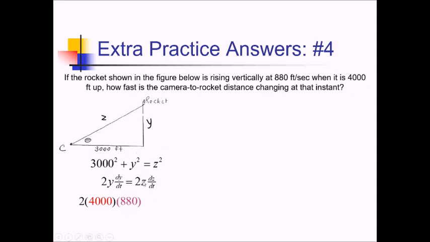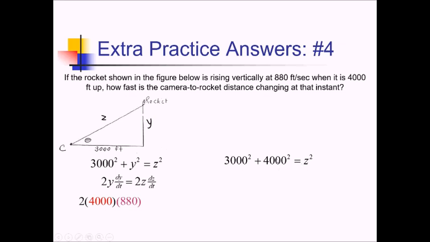We don't quite know, but we could figure it out because we can just use the Pythagorean theorem to figure out the missing z value. We already know y, at least at a certain time. It's 4,000 at the time that we care about. So if we plug in 3,000, 4,000, and square all that and do our Pythagorean dance here, we can figure out z.